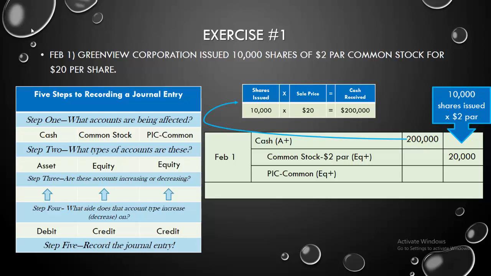The rest of it can be attributed to money getting paid in capital in excess of par. So our credit to PIC common is simply going to be for whatever makes our debits equal our credits. Or if you want to think about it another way, it's equal to the number of shares that you have issued times the difference between market price and par price, or the amount in excess of par they are paying for shares. It's $20 market price, $2 par, which means they're paying $18 extra per share. Well, $18 extra per share times 10,000 shares would give you that same $180,000. So that is our journal entry to record the issuance of common stock above par.